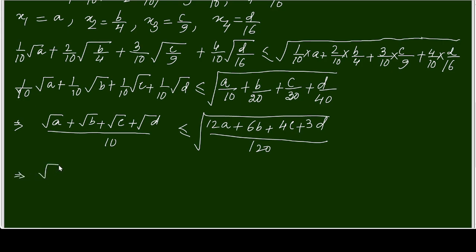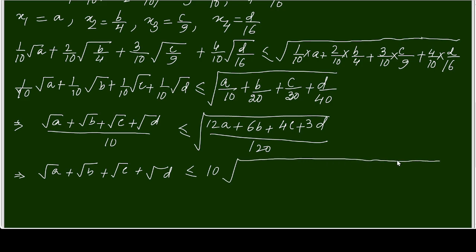Or square root of a plus square root of b plus square root of c plus square root of d is less than or equal to 10 times that. Now coming to this arrangement of 12a, here you need some critical thinking. It will be 3 times of a plus b plus c plus d, plus a plus b plus c, plus 2 times of a plus b, and 6 times of a, over 120.